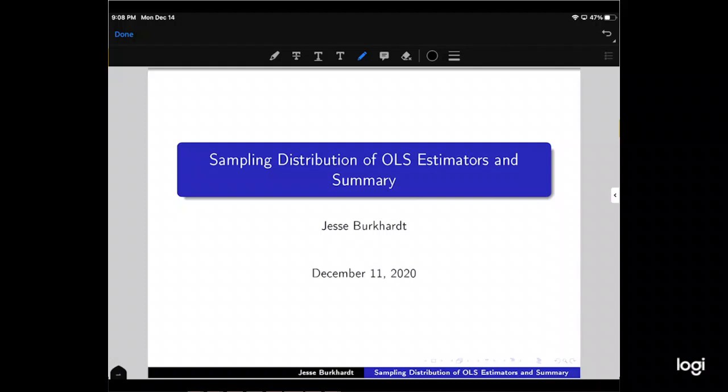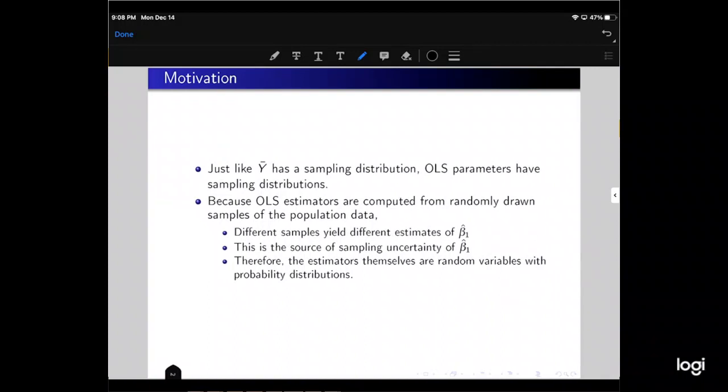Let's finish up lecture notes 4. We're going to talk about the sampling distribution of the OLS estimators. So just like y bar has a sampling distribution, the OLS parameters have sampling distributions.